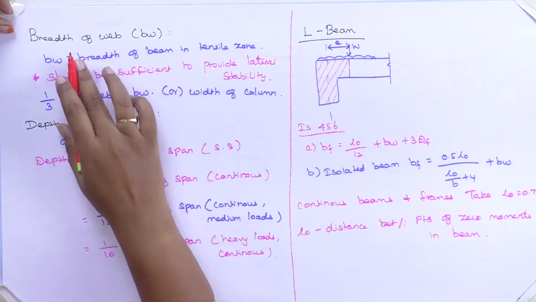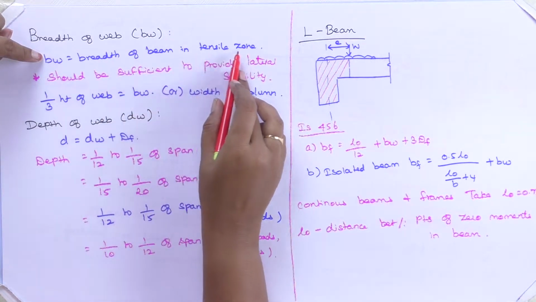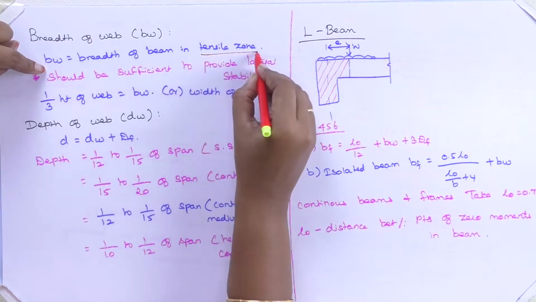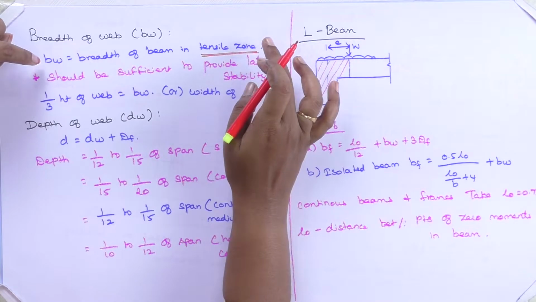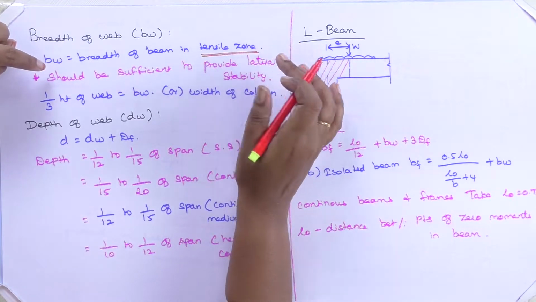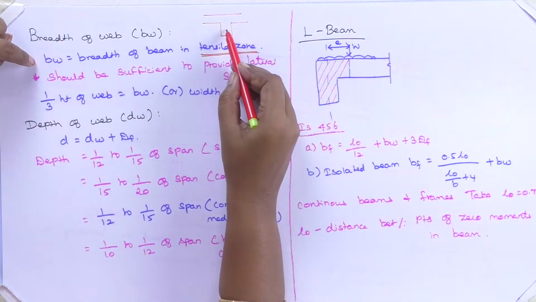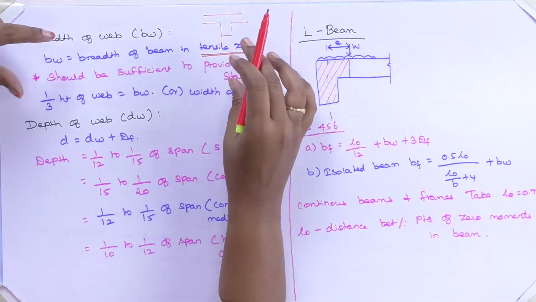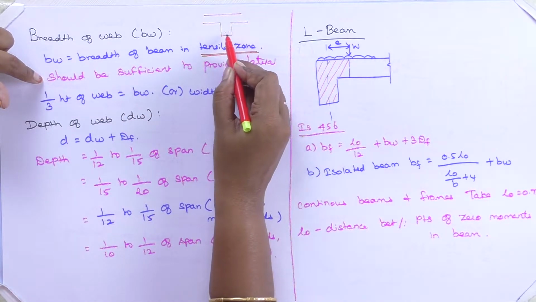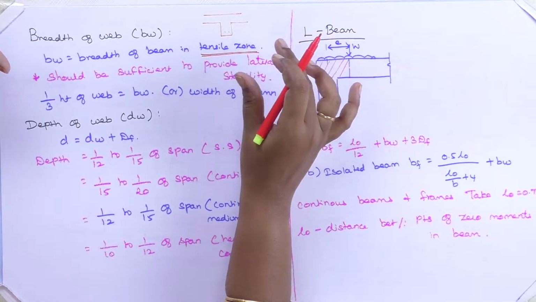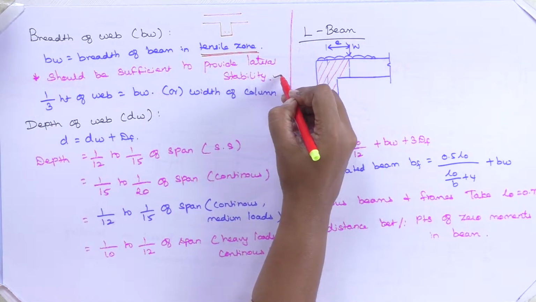The next criterion is the breadth of the web. Breadth of the web is nothing but the breadth of the beam in the tensile zone, not in the compressive zone. It is purely based on the tensile zone width. Why do we need to take care of the tensile zone? Because it is monolithically constructed, it should have sufficient lateral stability, or else it will rotate. So it should be sufficient to provide lateral stability to the entire floor deck system. That's why we provide enough breadth to take care of stability.